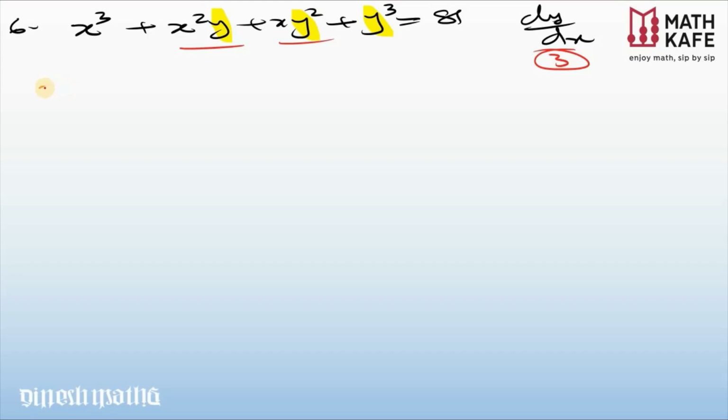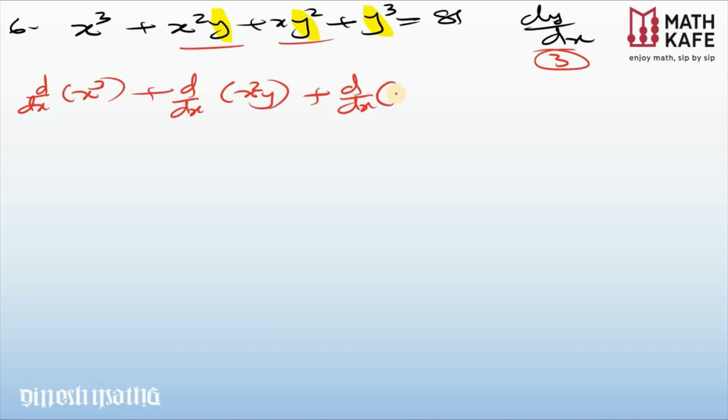The answer will start with d by dx of the first term, x cube, d by dx of the second term, x square y, d by dx of the third term, x y square, d by dx of y cube, and finally d by dx of 81. This step is not necessary to write always. You can just write differentiating with respect to x, and straight away move forward if you are comfortable.